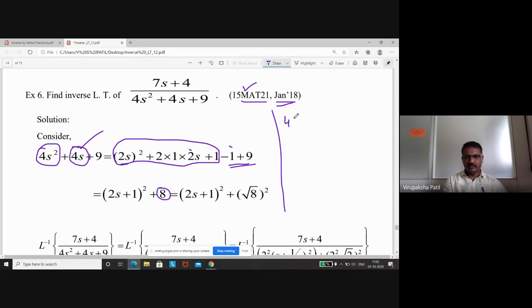See here, this denominator 4s square plus 4s plus 9. If you are getting confused because of this 4, what will they do? They will take this 4 outside, common. If you take 4 common, what will be left is s square plus s plus 9 by 4. Now don't worry about this 4, you have to keep this as it is.